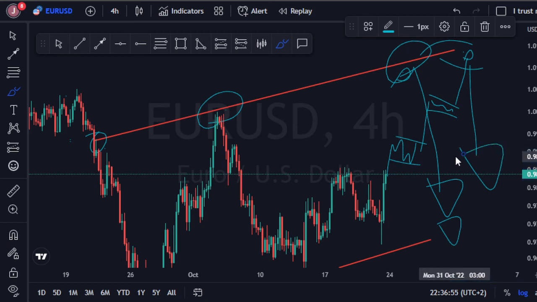So that's it for Chill and Trade's analysis for this coming week. These are the setups that I'm looking forward to, anticipating on happening. I'm just going to be patient and wait for the market to play out my setups.